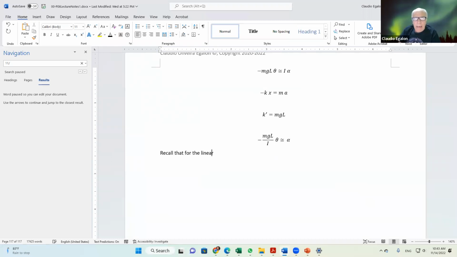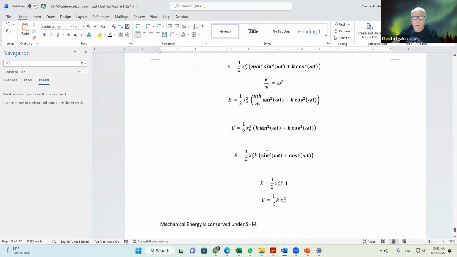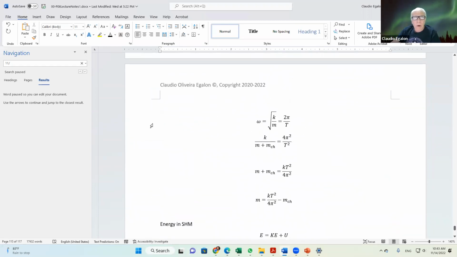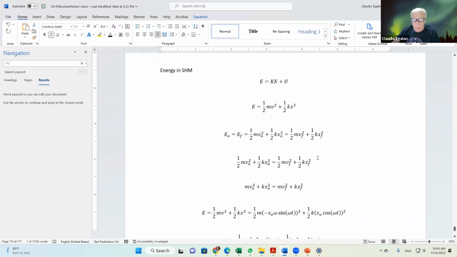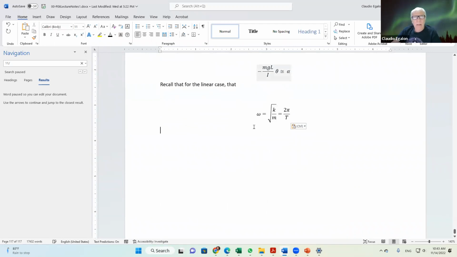Recall that for the linear case, omega is the square root of k over m. But for the angular case, what we're going to have is the square root of K prime divided by I.